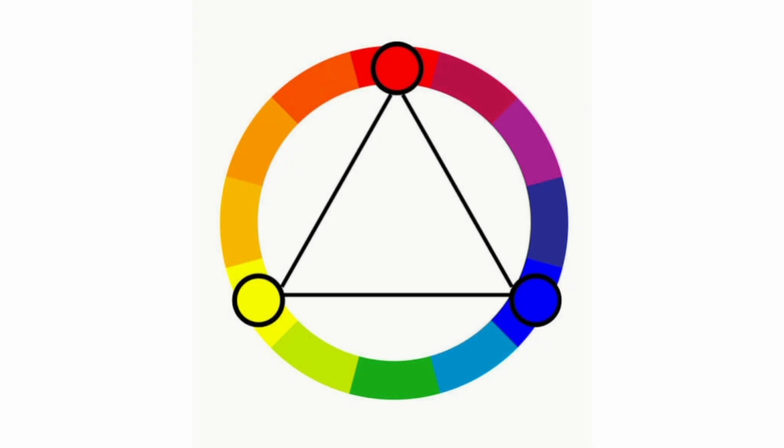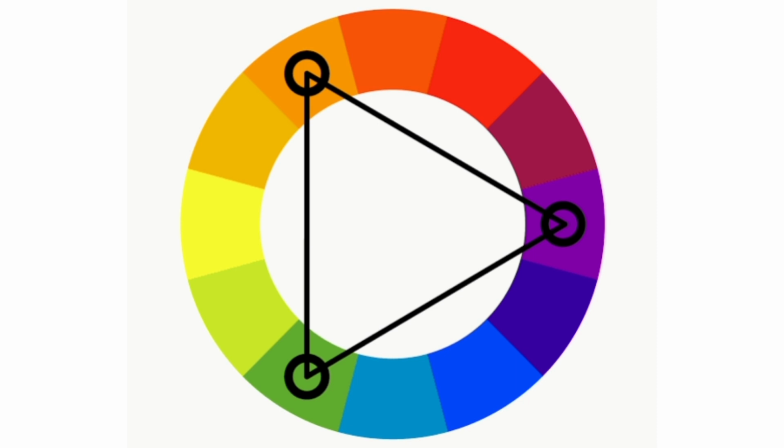For the third one, we have triadic colors. These are a balanced triangle: three colors evenly spaced around the wheel, forming a triangle. That is what we call triadic colors. Examples are red, yellow, and blue. Also, an example is purple, green, and orange.